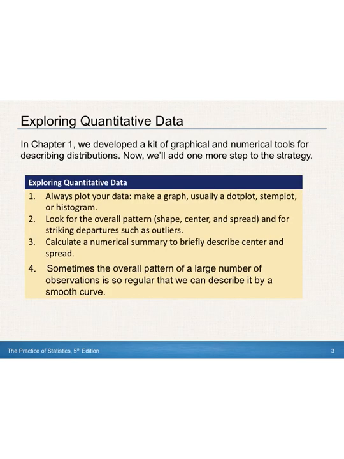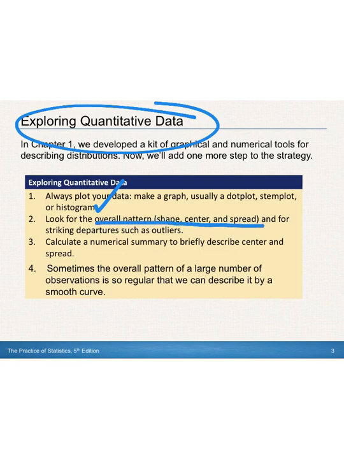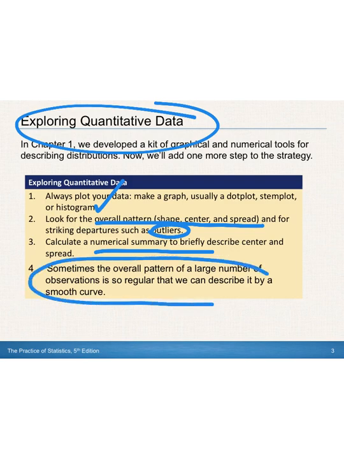When we are talking about exploring quantitative data, we always start with plotting the data, choosing the correct kind of graph. Dot plot, sometimes stem plot makes the most sense, sometimes histogram, sometimes box plot. Then we look for the overall pattern, center, spread, and shape, and comment on the outliers if they affect things. Calculate numerical summaries for the center and the spread, so 5-number summaries or the standard deviation. And the new piece we're adding is the idea that if the observations are so regular, you can see a smooth curve that'll go around it. We're going to start looking at those smooth curves, which are called density curves.